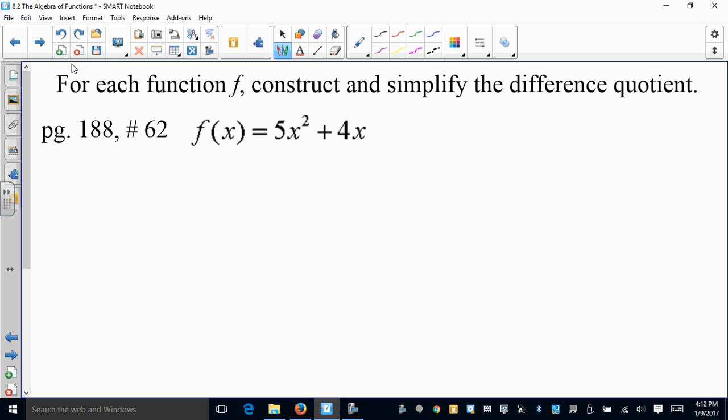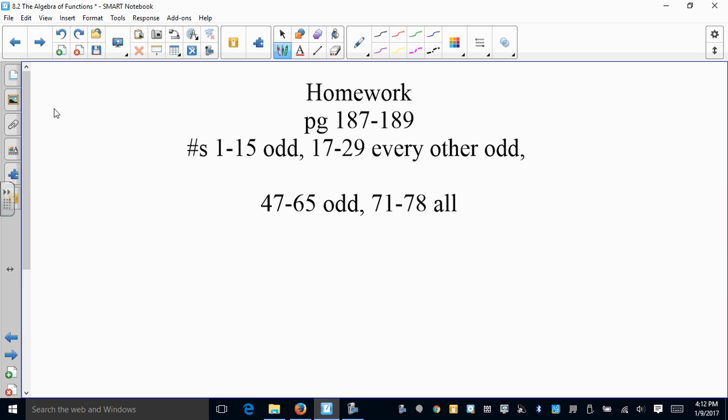So there is the total homework, just in case you're going, I don't have the homework on my paper. Well, yeah, you do. It's on the very last page. But for those of you who are going, I don't have that homework, you can do all of the problems at this point. So good luck on this one, and hope that you do well.